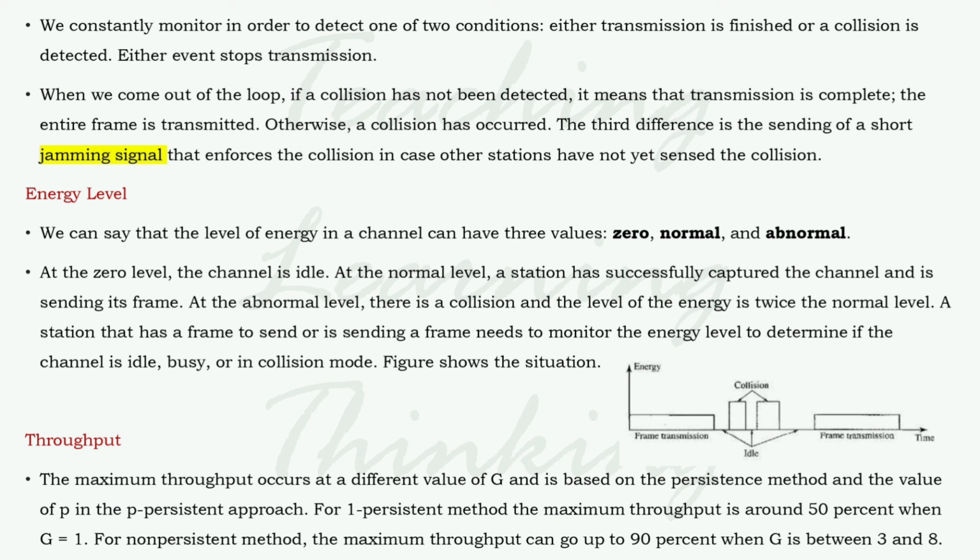And throughput means the maximum throughput occurs at different values of G based on the persistence method and the value of p in the p-persistent approach. For the 1-persistent method, the maximum throughput is around 50% when G equals 1. For the non-persistent method, the maximum throughput can go up to 90% when G is between 3 and 8. So that is all about CSMA/CD.